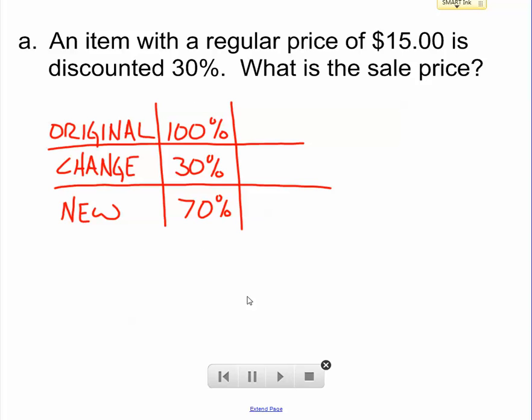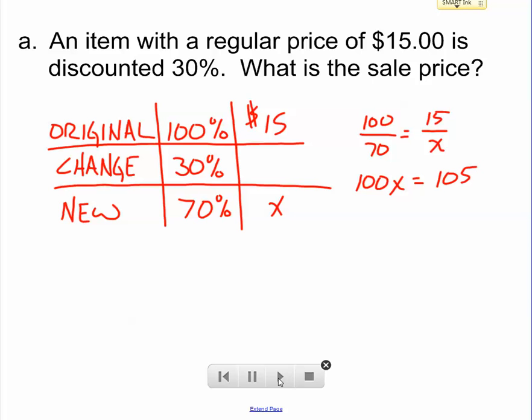I think you guys are starting to understand that concept. We've been using it for a few weeks. Now, they told me that the regular price is $15. That's my original price. And then they're saying, what is the sale price? So we're trying to find the new price. So we can set up a proportion here, 100 over 70 equals 15 over x, and solve that to get the new price, which is $10.50.